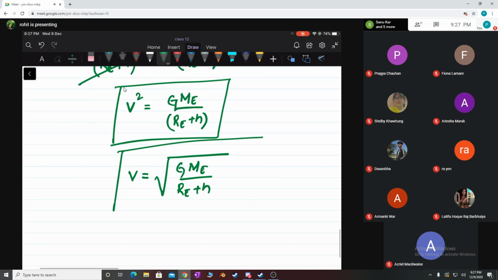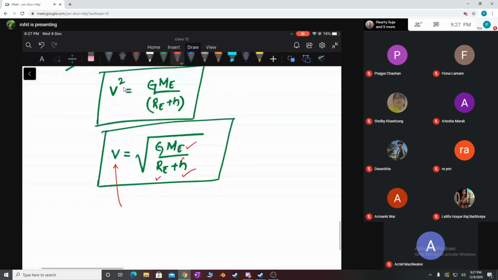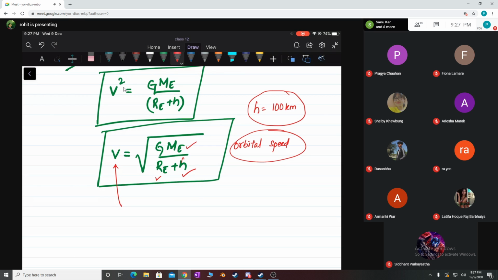Let me tell you how you are going to use this formula. First of all, if you know the mass of the earth, the radius of the earth, and at what height the satellite is present, you can find the velocity of that satellite. This is the formula for orbital velocity, or orbital speed. Are you clear, guys, how to use this one? If the satellite is at a height of 100 kilometers, then we can use this formula, and I should be able to tell you the speed of the satellite at a height of 100 kilometers. I hope you understand what I'm saying.